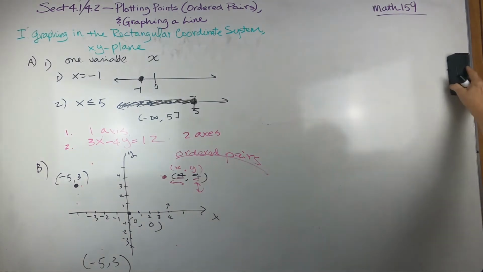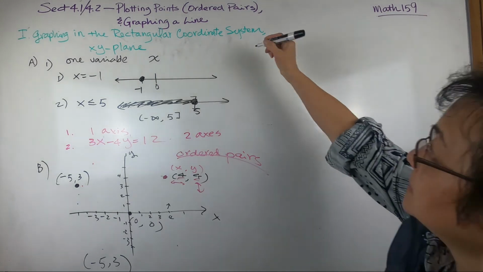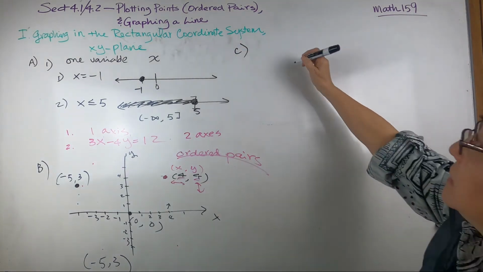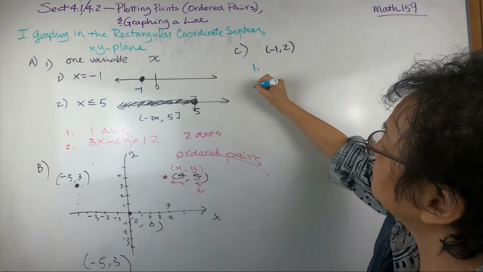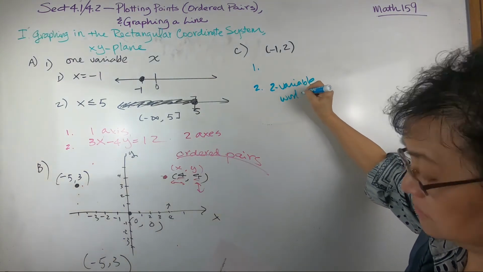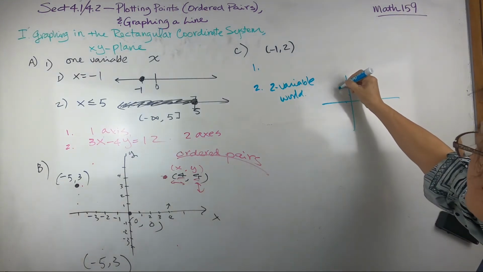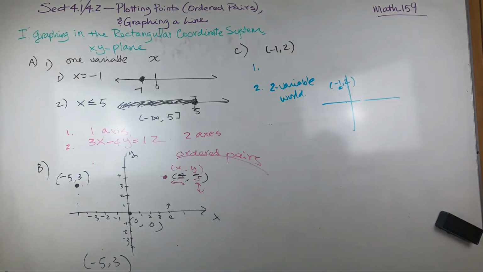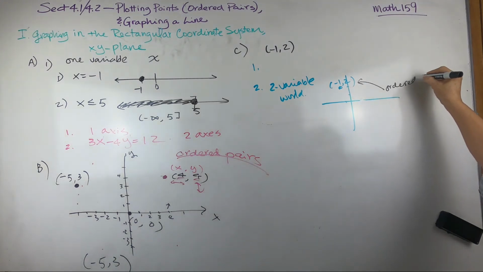That's what you need to use for your stats for the prediction, linear regression, right? A linear line. Then if you look at this, if -1 and 2, this is an ordered pair, right? An ordered pair is in what? The 2 variable world, right? That would be here, -1 and 2. That's your ordered pair, right? That would be an ordered pair.